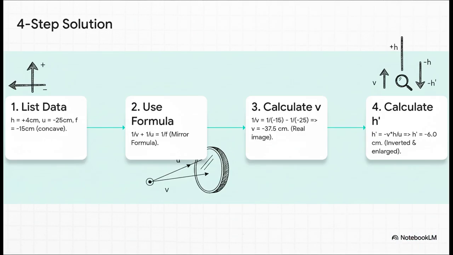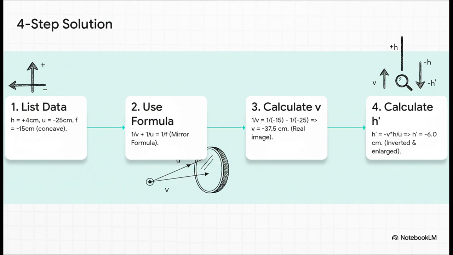Step 1, and this is the most important step, is to write down all the given data with the correct signs. The object height h is upwards, so it's +4. The object distance u is always on the left, so it's -25. And for a concave mirror, the focus is also on the left, so f is -15. Step 2, write down the correct formula, which is the mirror formula with the plus sign.